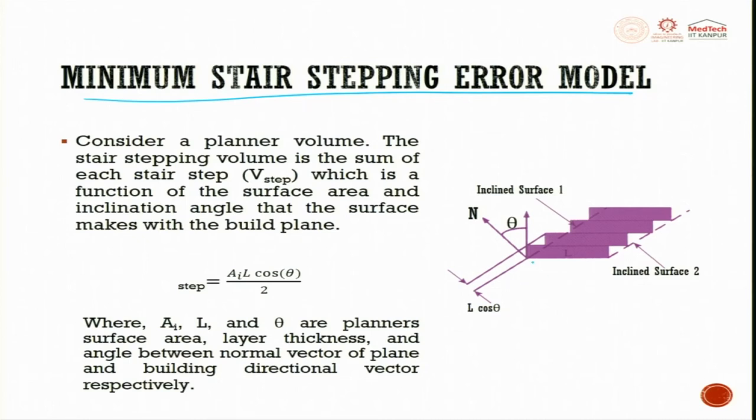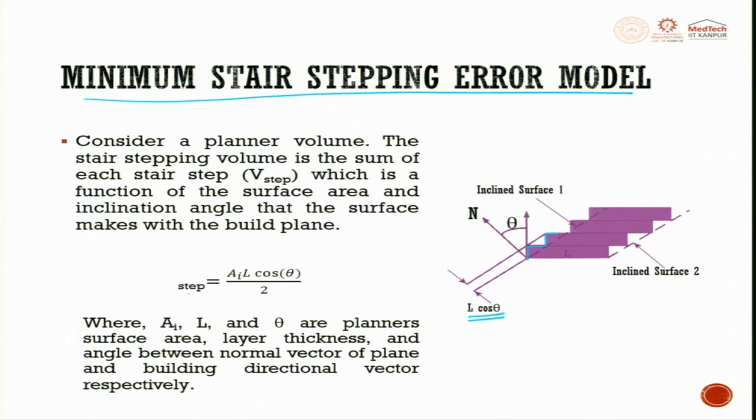So, staircase: consider a planar volume. The stair stepping volume is the sum of each stair step V step, which is a function of surface area and the inclination that the surface makes with the build plane. So, this is the staircase, and here if you want to find out the thickness, it is L cos theta, where N is the point normal and theta is along the line. This angle becomes theta. So, these are inclined surfaces.